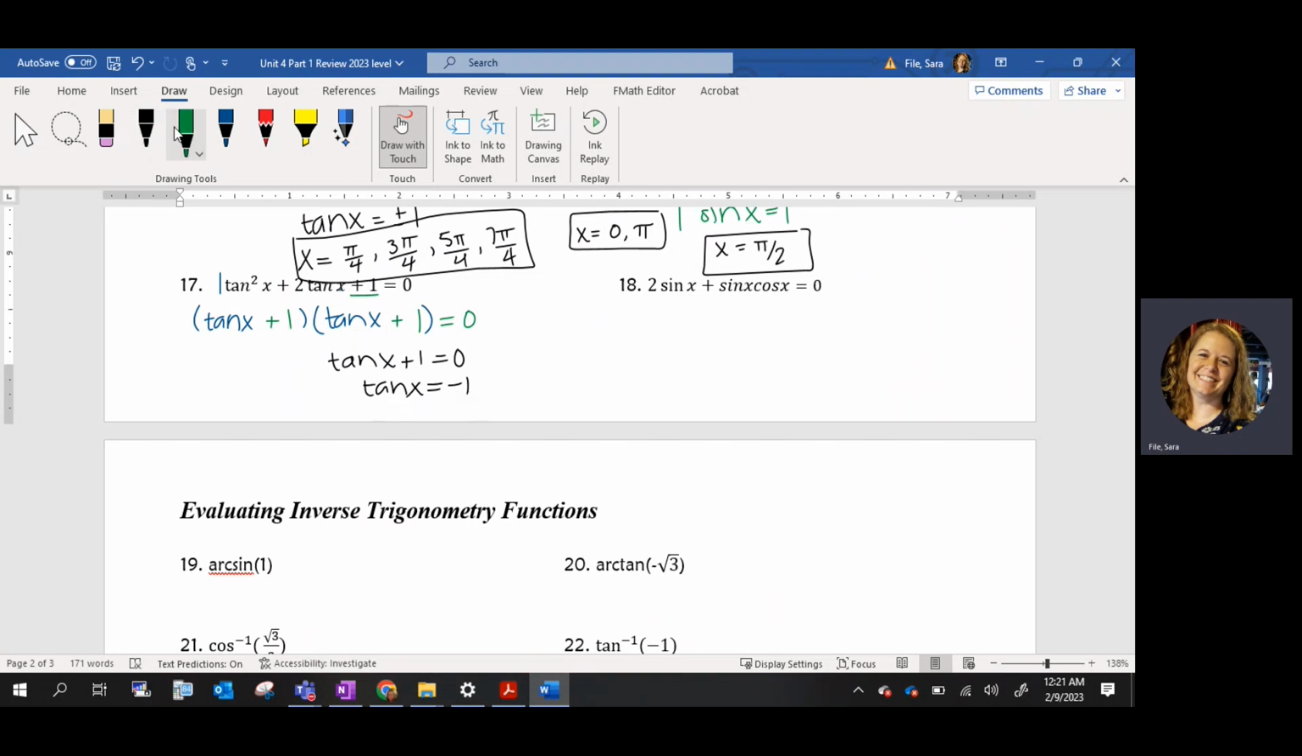So again, tangent is 1 at the pi-4ths reference angle. Tangent is negative in quadrant 2 and 4. So the pi-4ths reference angle in quadrant 2 is 3 pi-4ths, and the pi-4ths reference angle in quadrant 4 is 7 pi-4ths.